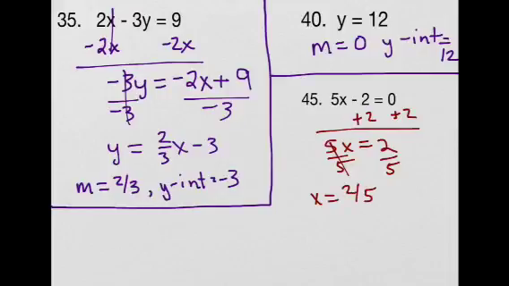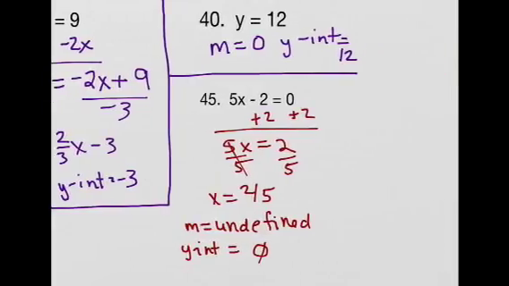So x equals 2/5 is a vertical line. Okay, and we talked about this in class. The slope of a vertical line is undefined. And because it is a vertical line, not on 0, then the y-intercept does not exist. Okay, there is none. So move this over. They want you to graph it.